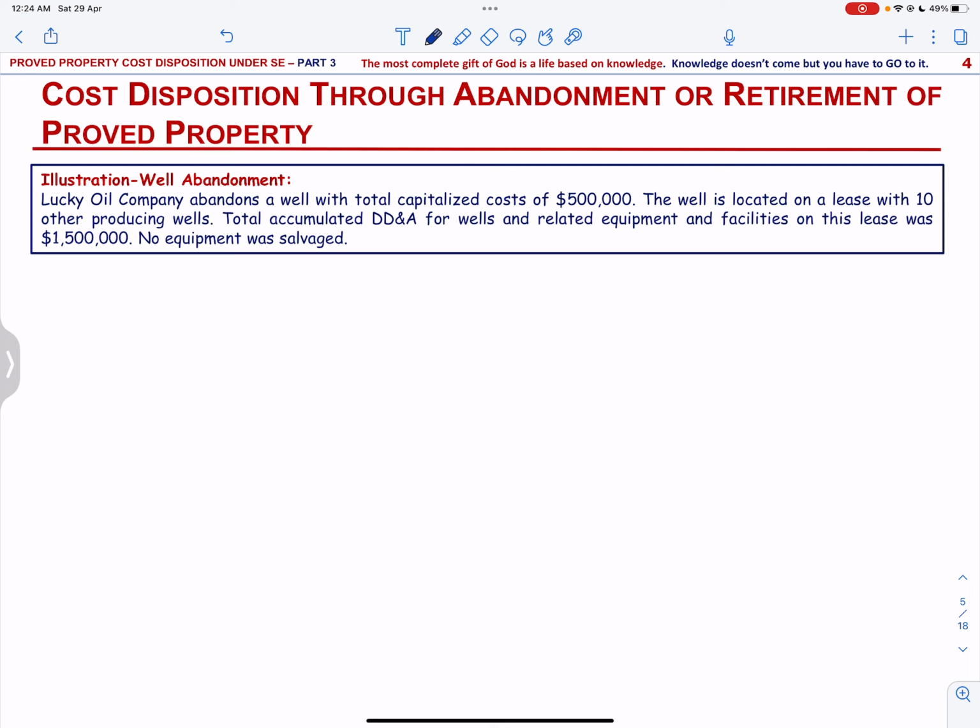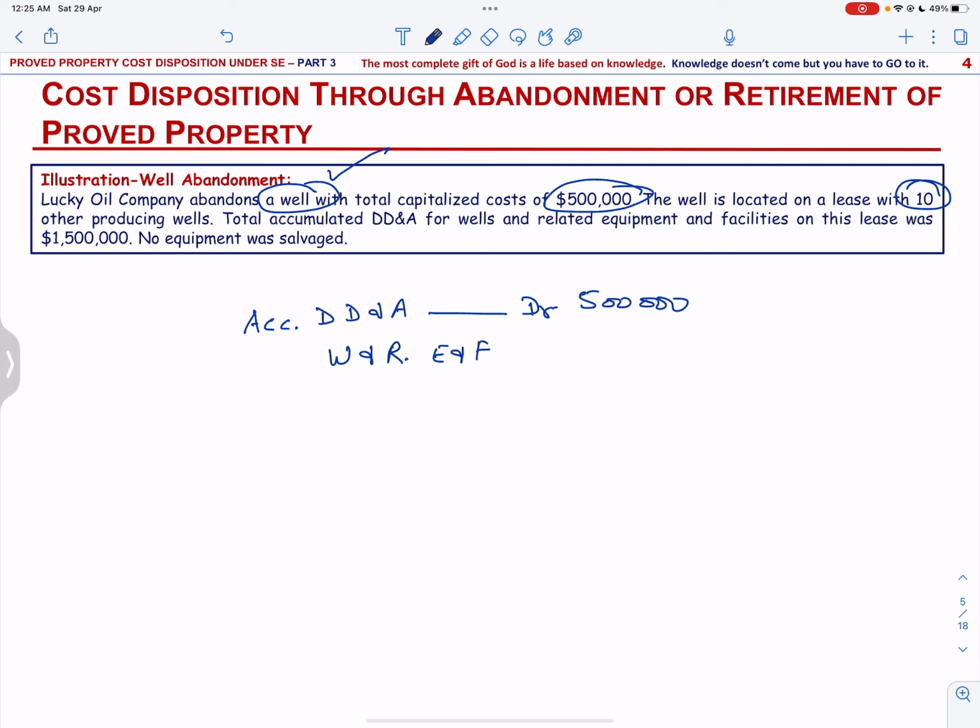So you can see that the well is amortized as a part of a larger group of equipment. So the accumulated depreciation related to this individual well is not determinable. So the cost of the well net of any salvage value will be charged against accumulated DD&A. And the journal entry will be accumulated DD&A debit by 500,000 and wells and related equipment and facilities credit by 500,000.